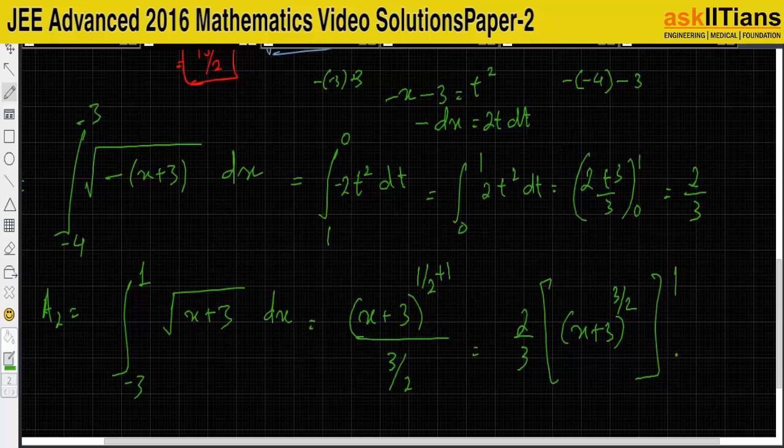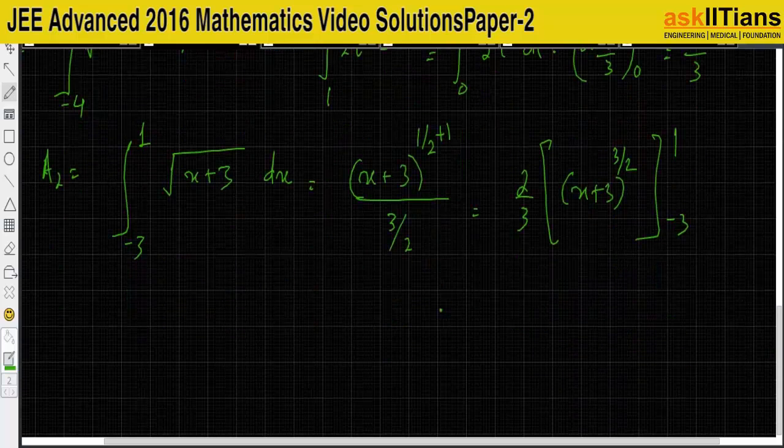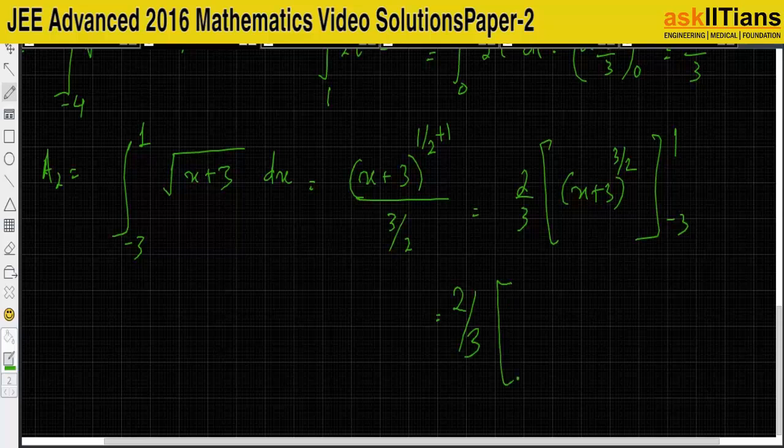Limits are 1 and minus 3. So put the limits, I'll get 2 by 3, and here I'll get 1. So 4 power 3 by 2, and if I put minus 3, I'll get 0, right? So that part will be 0. So 4 power 3 by 2 will be 2 square, so 2 power 3, that is 8. So 16 by 3. This area will be 16 by 3.